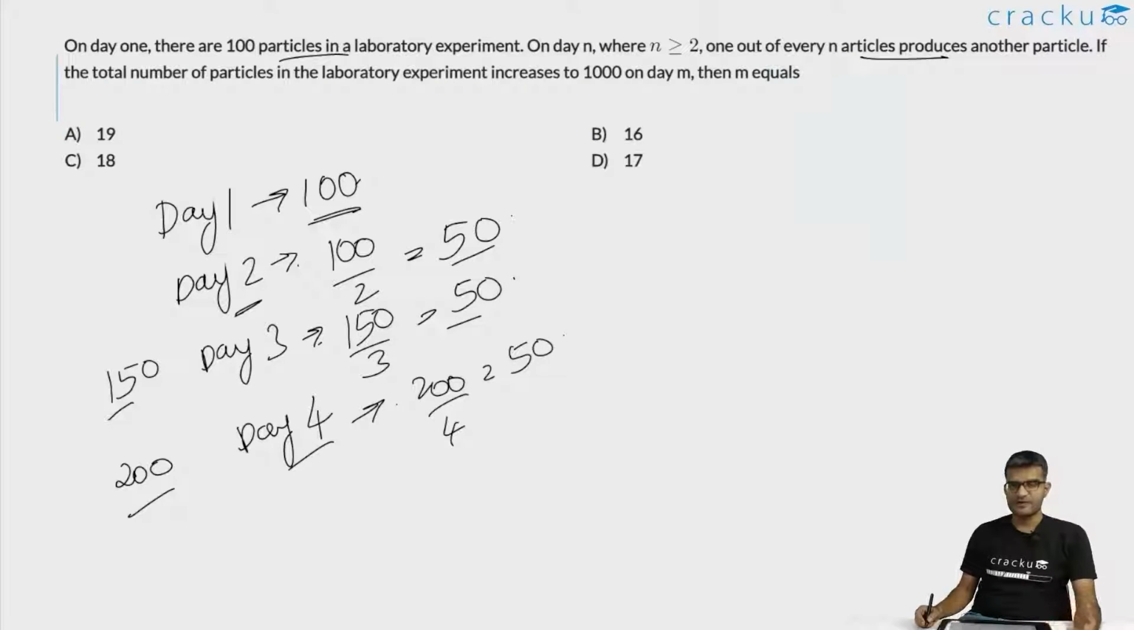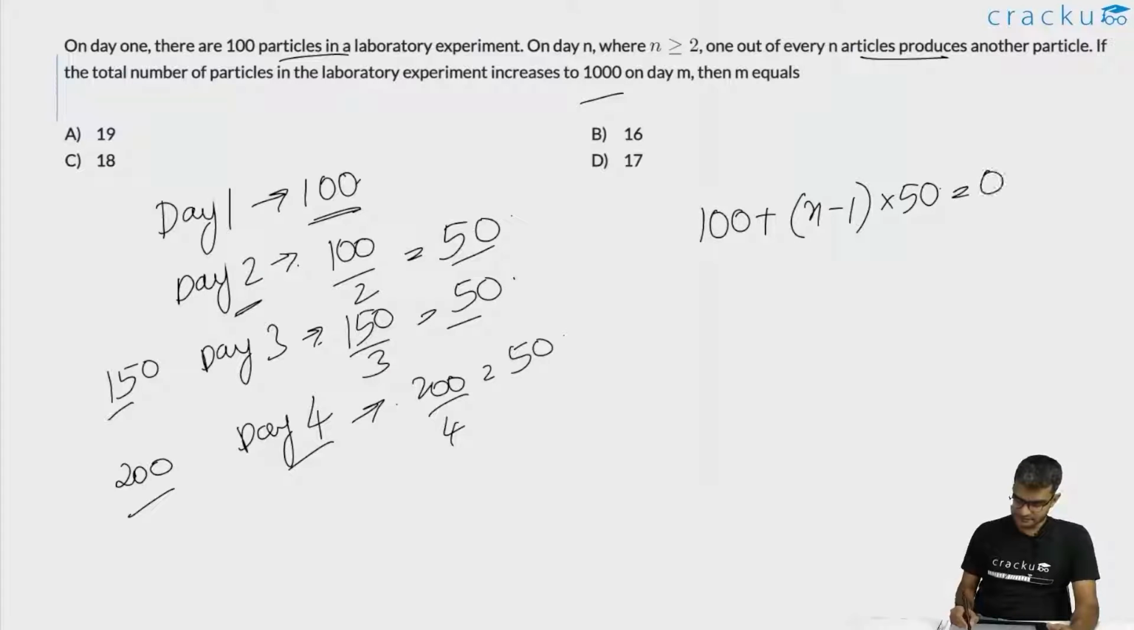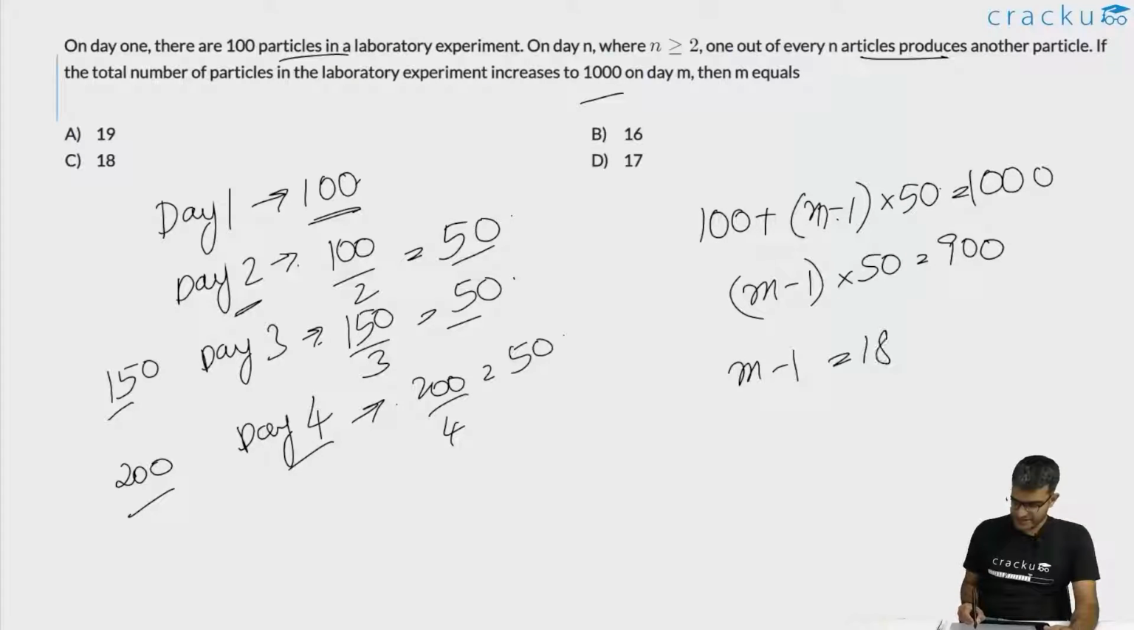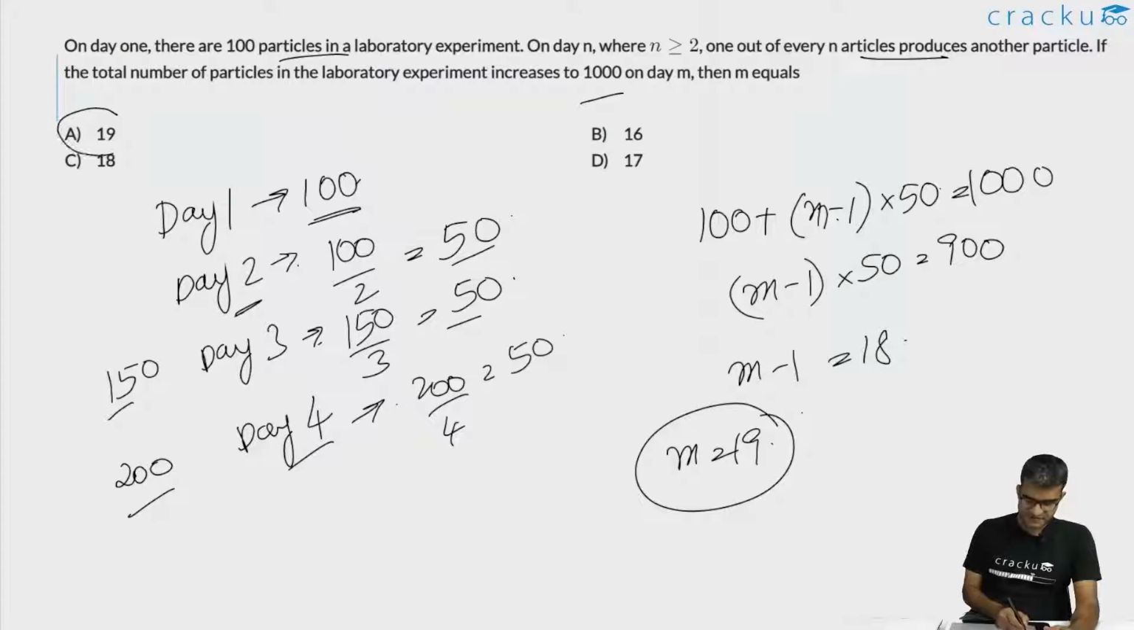So the total number of articles by the end of the nth day will be 100 plus (n minus 1) into 50. This will become equal to 1000 when the value of (n minus 1) into 50 is equal to 900, or the value of (n minus 1) is equal to 18, or the value of n is equal to 19. So the answer for this question is option A.